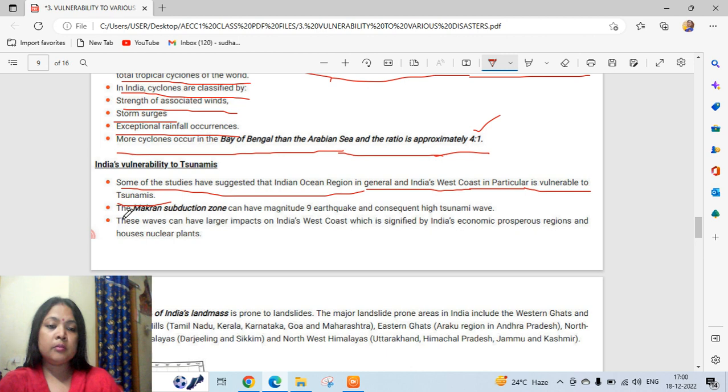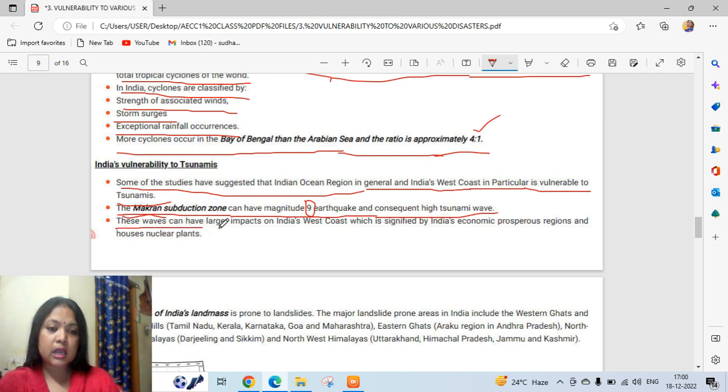Okay, so the Makran subduction zone, there is one subduction zone, that is the Makran subduction zone, can have a magnitude 9 earthquake and consequent high tsunami wave. So the earthquake is measured on the Richter scale, isn't it? Magnitude is measured in Richter and intensity is measured with some other scale that is known as the Mercalli scale.